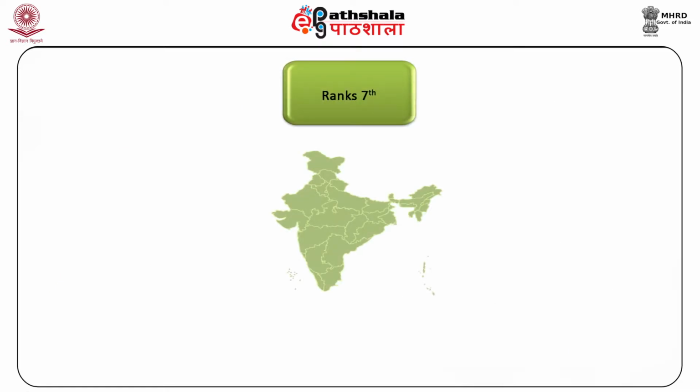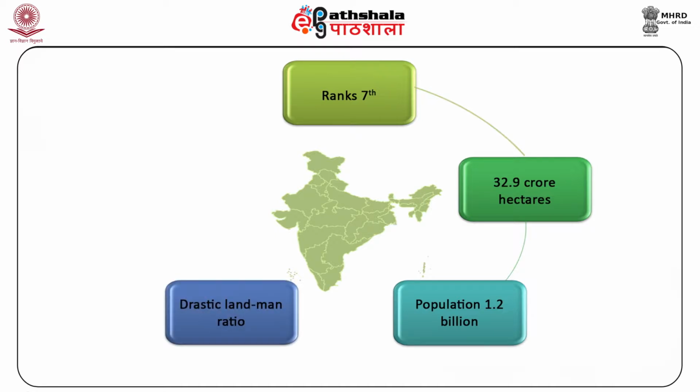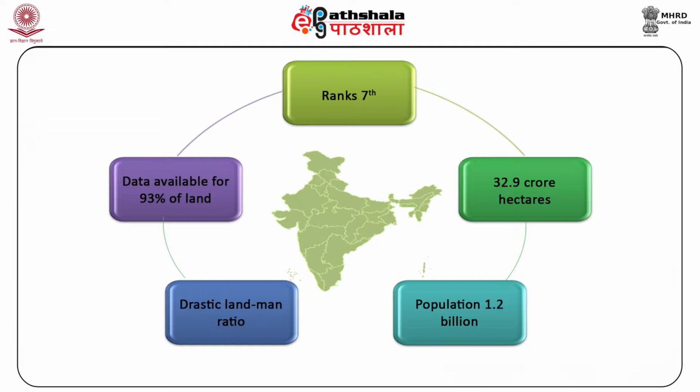India ranks 7th in the world in terms of total area, with a total size of 32.9 crore hectares, and with a population of over 1.2 billion, the resource faces severe problems in terms of land-man ratio and distribution. Data is available for 93% of this total land and its utilization, mostly collected through surveys and estimates.